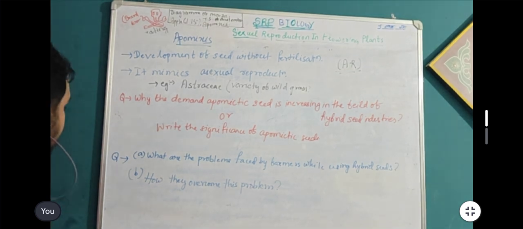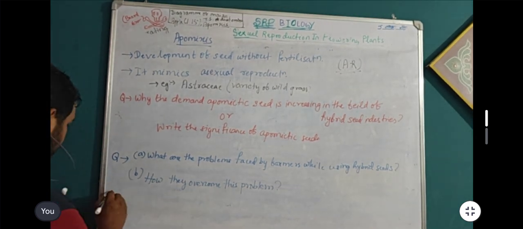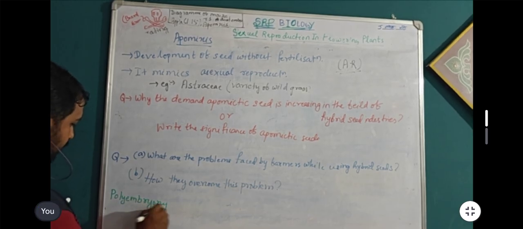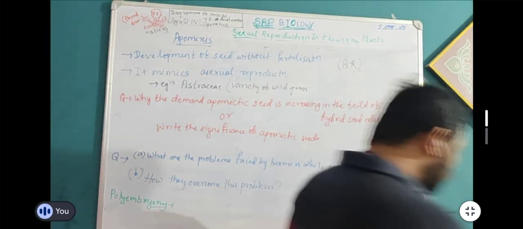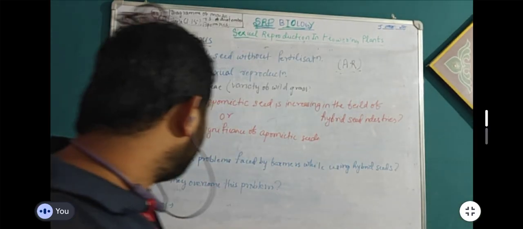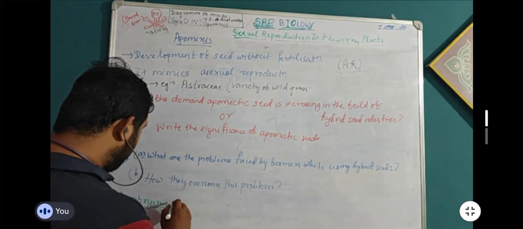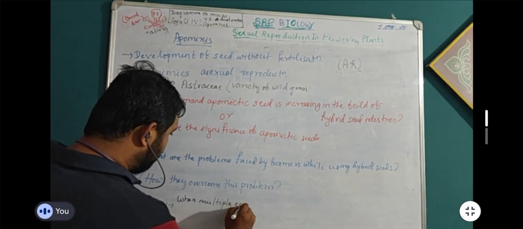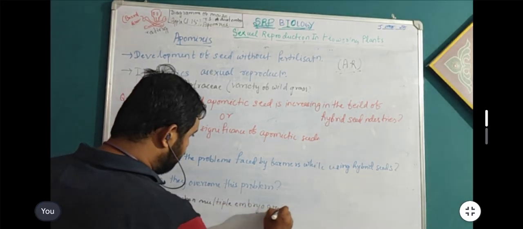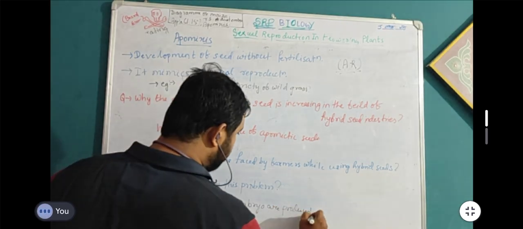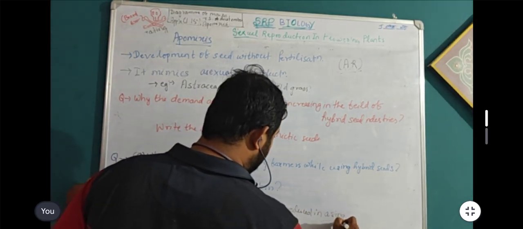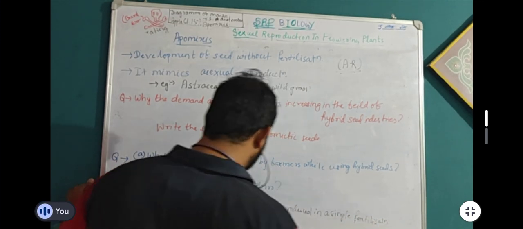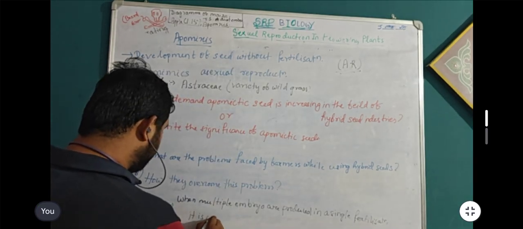Polyembryony, that topic I left. I forgot to mention polyembryony. It should have been discussed under seed. Polyembryony means, when I told you that a single embryo is produced by single fertilization within the same fruit, when multiple embryos are produced in a single fertilization, that is called polyembryony. Understood?